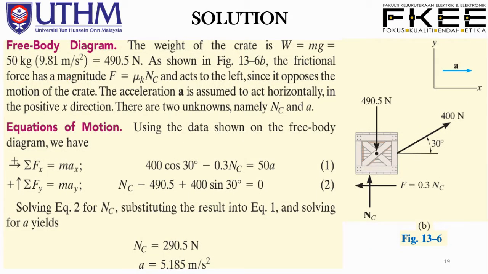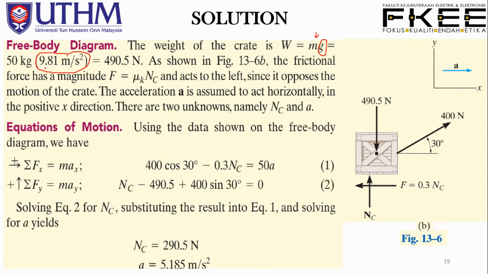So the solution: free body diagram. As shown in figure 13.6b over here, this is the free body diagram. The weight of the crate W equal to mg, where we have our mass over here multiplied by g. So this is the value of the gravity force. Remember, 9.81 meters per second squared. So this is the acceleration of gravity.